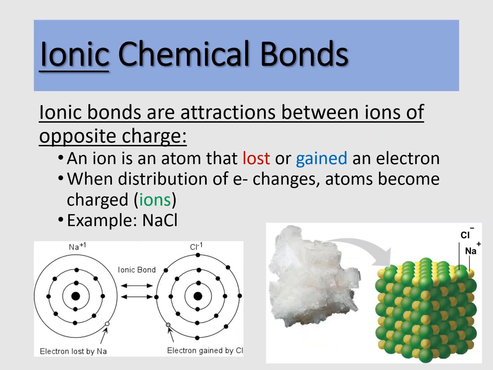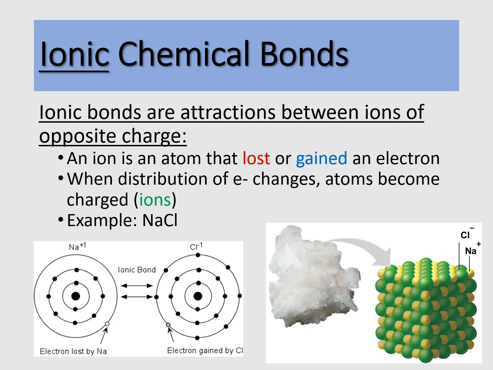So now let's review our ionic bonds. So we said ionic bonds happen when atoms transfer electrons. So that creates an ion, right? So when an atom loses an electron, we create a positive ion. And then when an atom gains an electron, we create a negative ion. So now we have an ionic bond, which is the attraction between 2 ions of opposite charges. So they're going to be attracted because one is positive and one is negative, okay?